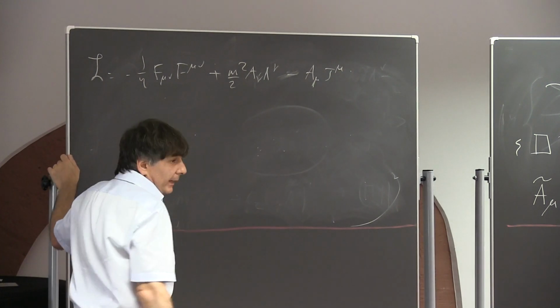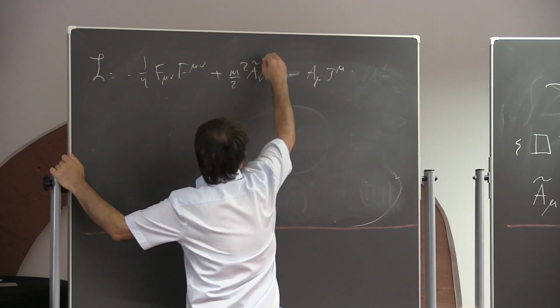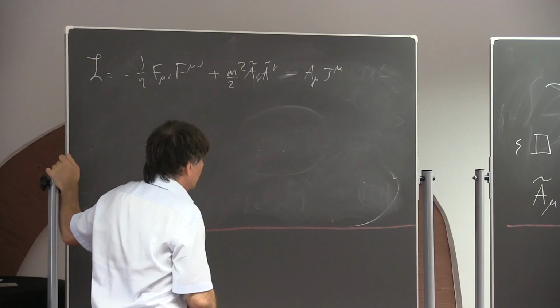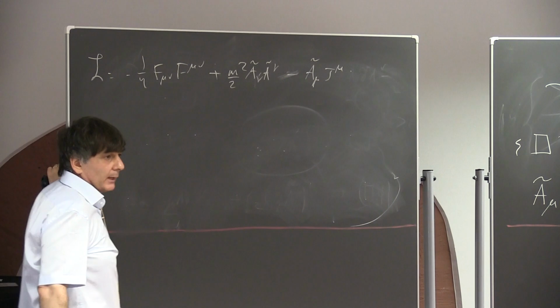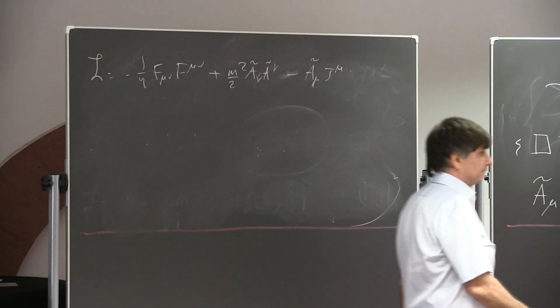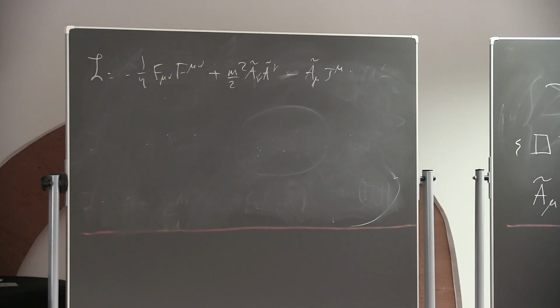Okay, so now again, I have to do the same thing. I have to put a tilde here because this is a deformed theory, and now we are deforming it by a mass term. Okay? And let's do the same procedure. Let's investigate this theory. How many degrees of freedom are there?